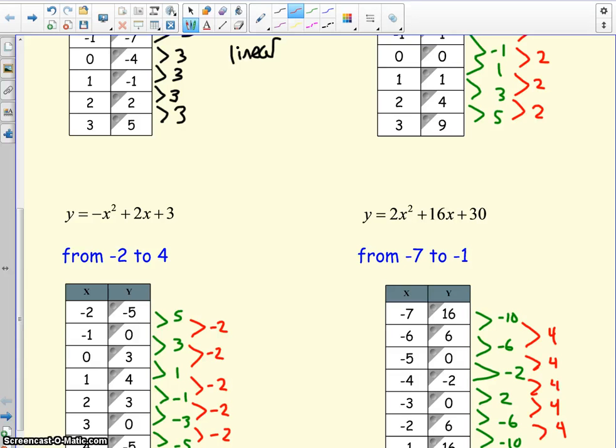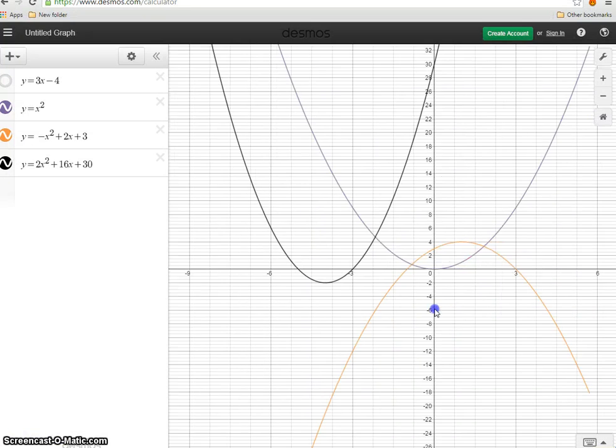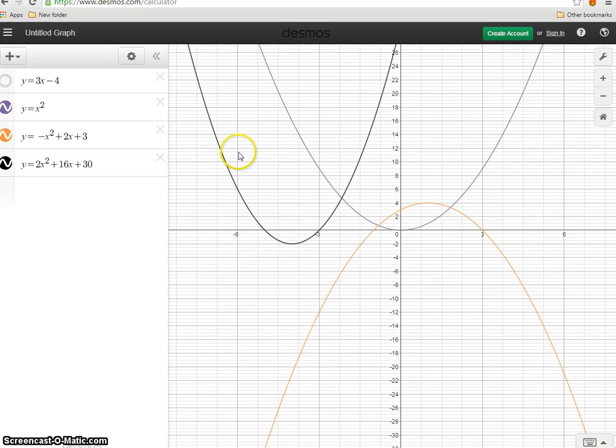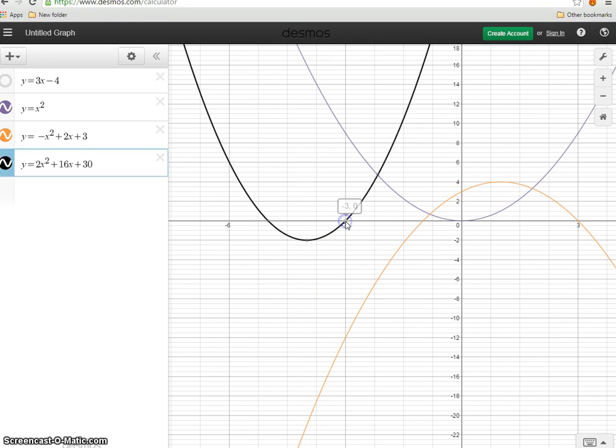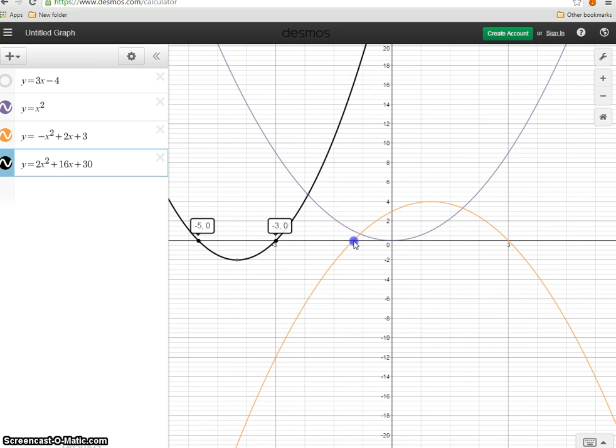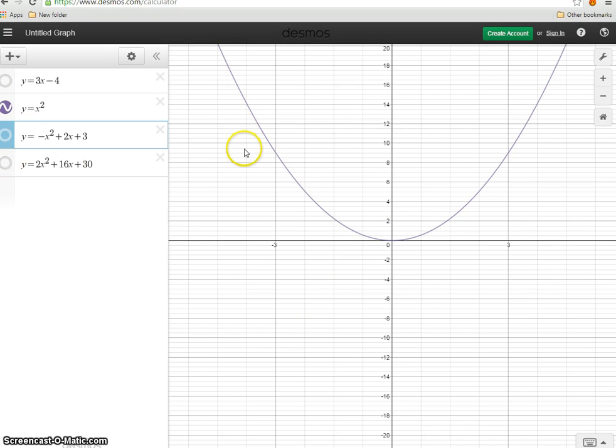So if you look at these equations, you'll see that some of them, like this black one right here, have two x-intercepts. Okay, we have an x-intercept there and an x-intercept there. The orange one has two x-intercepts as well. Okay, we have one there and one there at 3. The purple one right here, so I'll hide the other ones here, this one still only has one x-intercept, it just touches here at the origin.